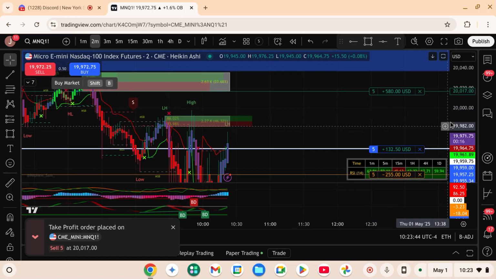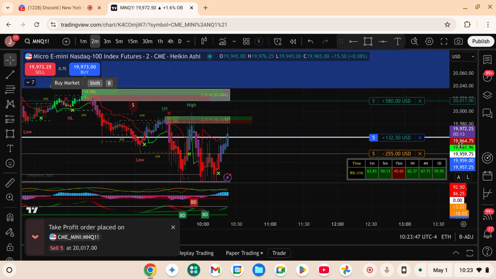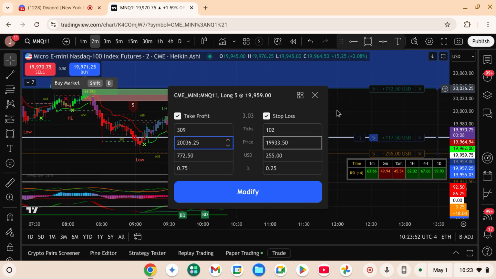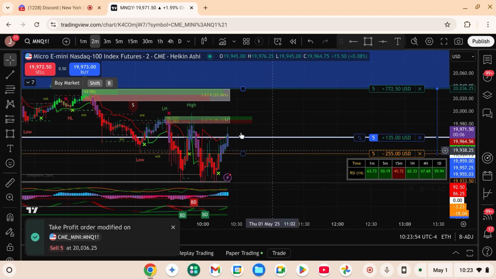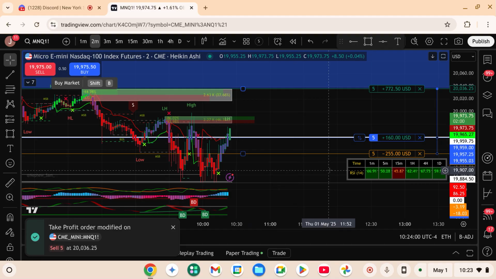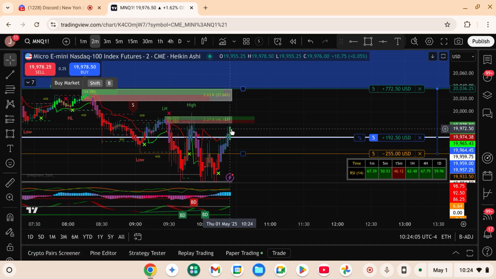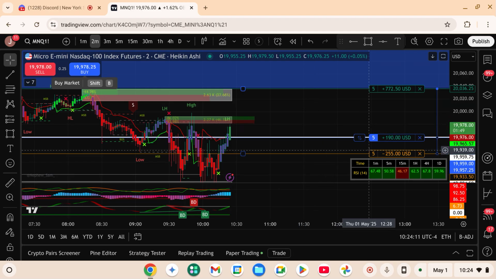Or, let me see. We could do better than that. Let's target the top of it. Right there. And then as soon as this candle closes, we'll trail our stop. We'll put it below this green candle, as soon as this one closes. Because you don't want to do it too early, and then it'll pull back and stop you out. So let's wait for this candle to close, and we'll put our stop below that green candle.